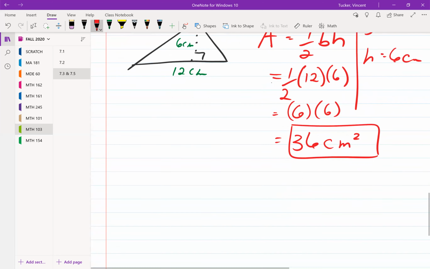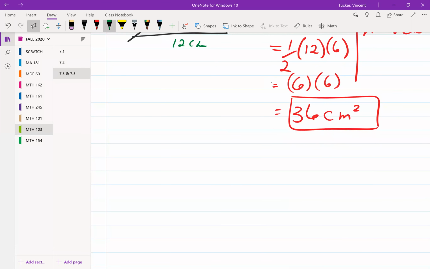All right, let's do one more of those. Let's go with a trapezoid.